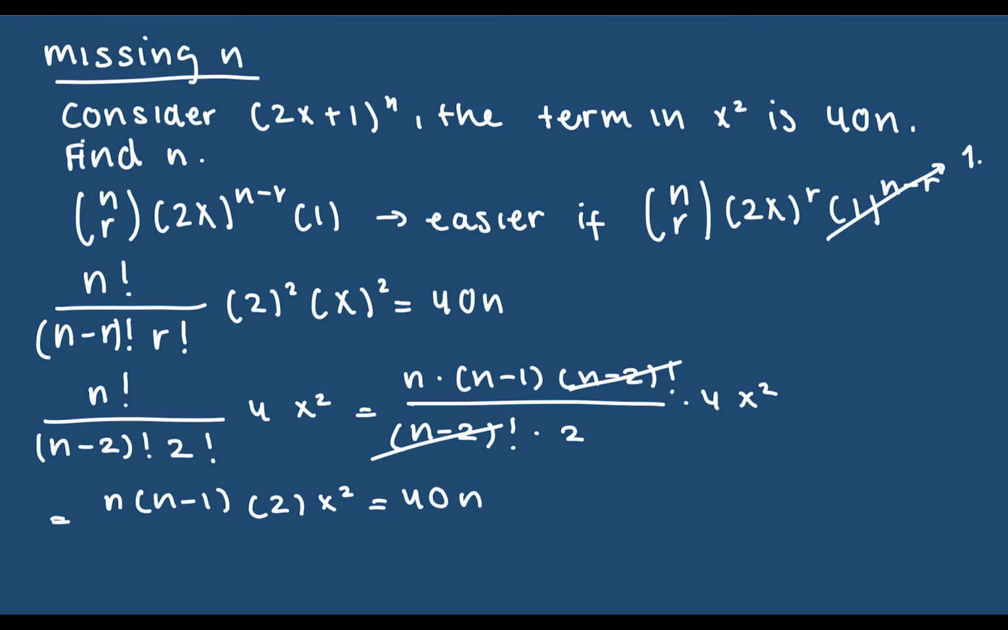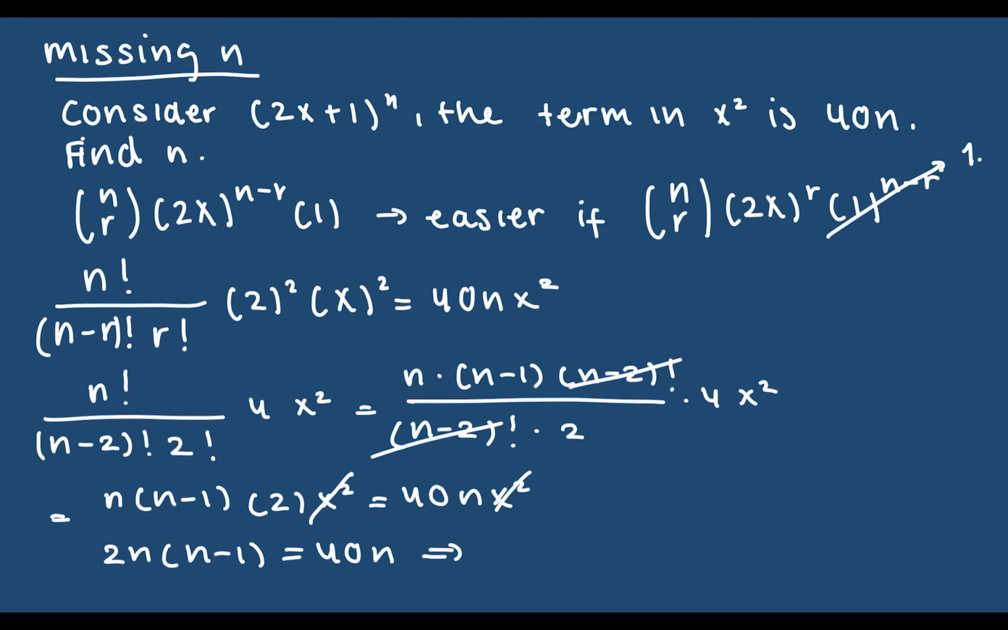We can then cross out the x squareds from both sides. So this is an equation now. We can now also cross out n and n from both sides, and we get that 2n minus 2 equals 40. We move the 2 to the other side, so 2n equals 42, and n equals 21. Boom, right? This is much more complicated, but it's still the same principles as before.